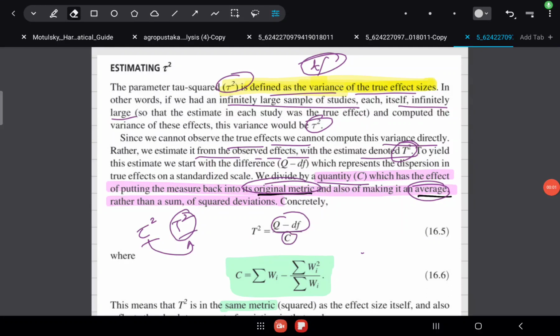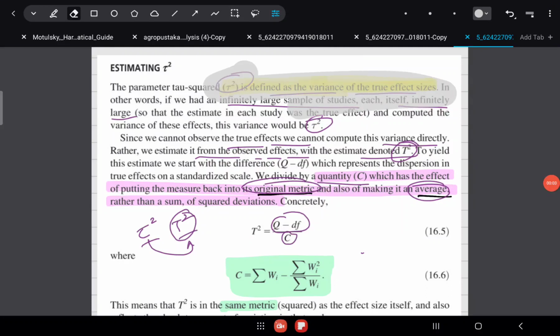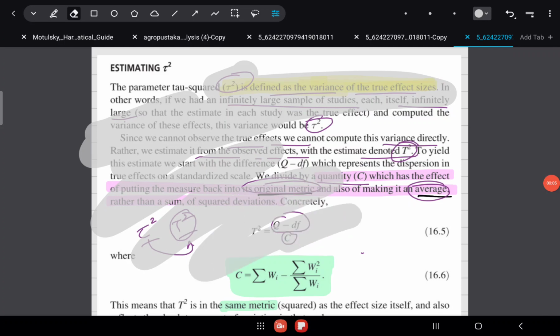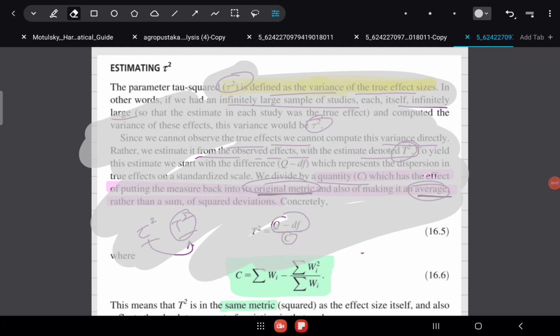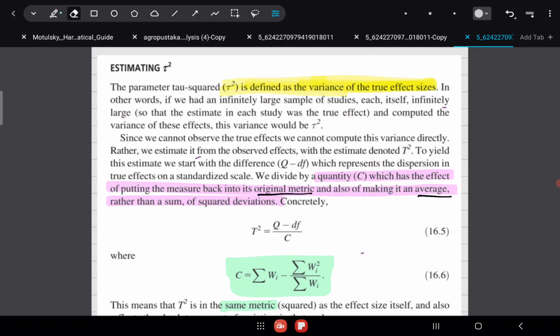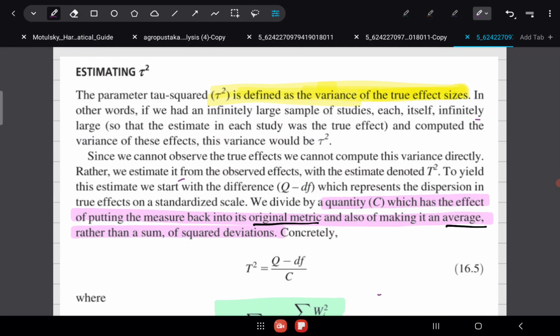So, hello everyone. In today's discussion, we'll talk about the concept of the T-squared statistic, and we'll discuss the meaning of this statistic. I'll advise you to first go back and watch the discussion on the Q statistic. Only then will you be able to understand this T-squared statistic, because the T-squared calculation involves first calculating the Q statistic.